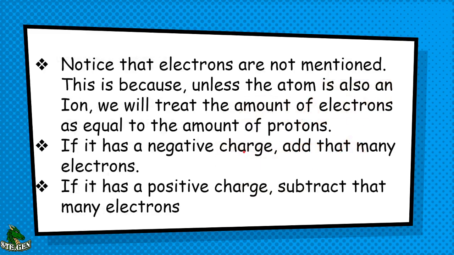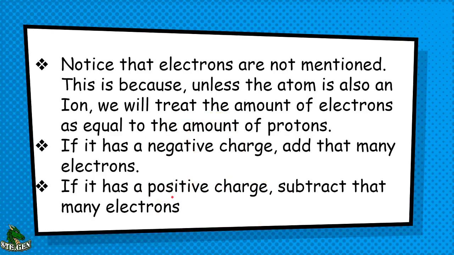So notice electrons are not mentioned, and that's because unless an atom is also an ion, you're just going to assume that it has the same amount of electrons as it does protons. If it for some reason has a negative charge, you just add that many electrons. So -1 would be add an extra electron, -2 would be add 2 extra electrons. If it has a positive charge, you subtract that many electrons. So if it had a +3, you'll subtract 3 electrons. If it's a +1, you'll subtract 1 electron. I know that's weird, that to go negative you add and to go positive you subtract, but remember electrons are negative.